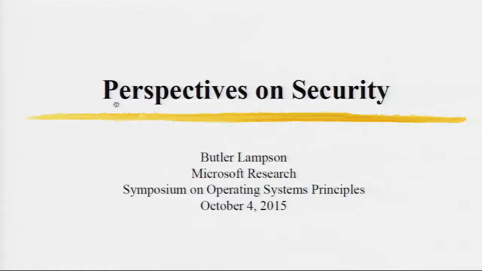I just wanted to mention that I was actually co-chair of the 1971 SOSP. I was extremely lucky to have another co-chair who actually did all the work. So that was pretty much ideal.